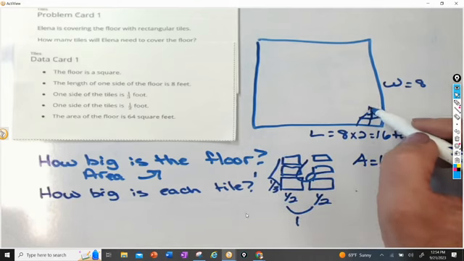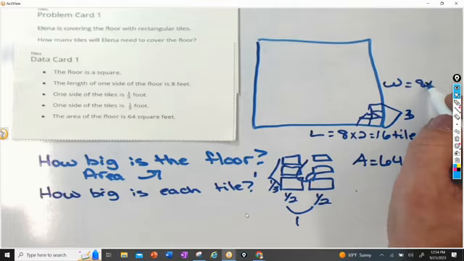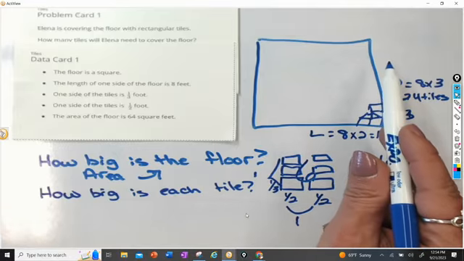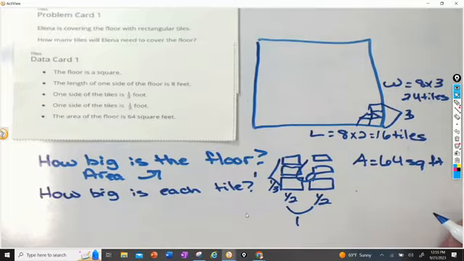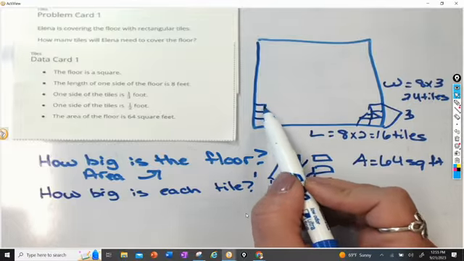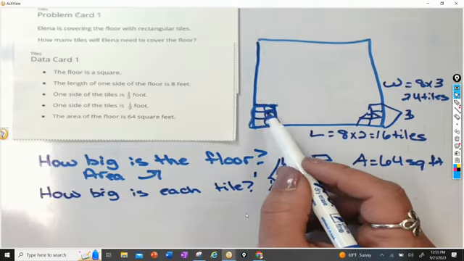Going up, remember I need 3 tiles to make 1 foot, so I'm going to have to do 8 times 3, which is 24 tiles. So 16 by 24 tiles, right? So that means I'm going to have to multiply 16 times 24. Another way to think about it is, I know that it's going to take me 3 to make a foot there and 2 to make a foot there to make 1 square foot. I know it doesn't look like a square when I draw it, but it is 1 square foot.